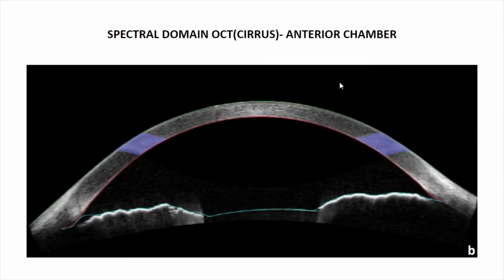You can describe it. So this is a spectral domain OCT showing a normal anterior chamber width. The anterior chamber angle is open. Anterior lens surface is seen. So it's an open angle.